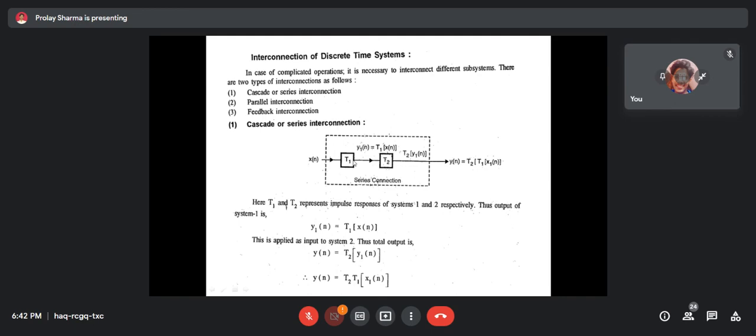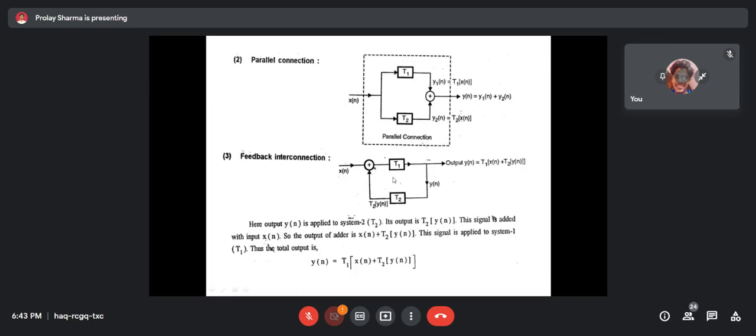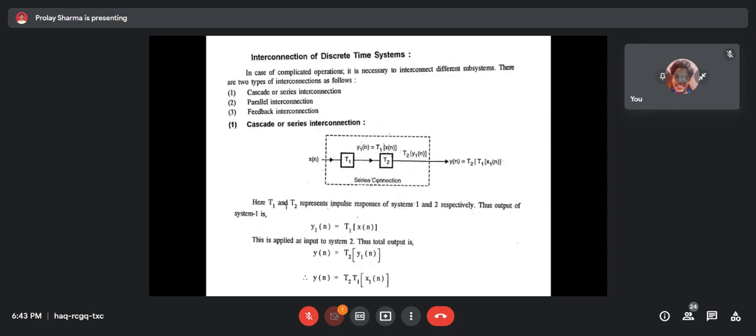It is connected in series interconnection, parallel interconnection, and feedback interconnection. This is series combination. Two systems are placed in series, two systems are placed in a parallel position, and this is feedback. Feedback means some portion of the output is taken as an input to the second system. So this is called feedback.